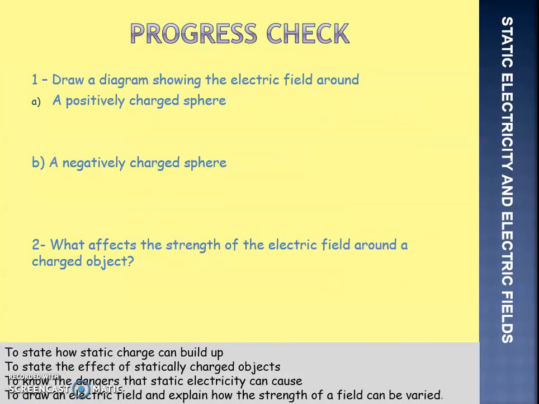Okay, so our final questions here in our progress check. Draw a diagram showing the field around a positively charged sphere, then a negatively charged sphere. Make sure you include the arrows showing what would happen to a positive particle placed within that field. And question 2, what affects the strength of the electric fields around a charged object? Please pause the video whilst you answer those questions.